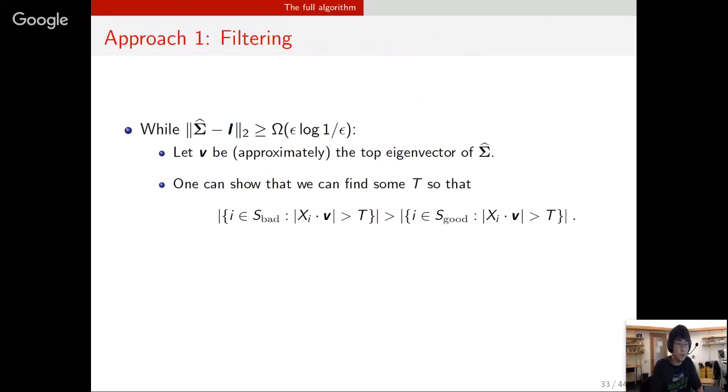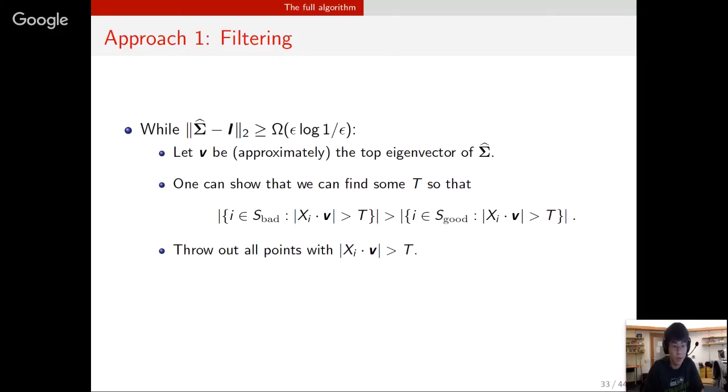And then what do you do? Well, we found this t, and then we just throw out all points with x_i dot v greater than t in absolute value. And by this guarantee, this implies that we throw out strictly more bad points than good points in every iteration. And this does everything that we want. Jerry, so do you show that there exists some t, or that you can find it just given the samples? We can find it, yeah. Okay. Yeah, there are some inequalities you need to check here that I haven't written out, but it's really just some violated tail bound.